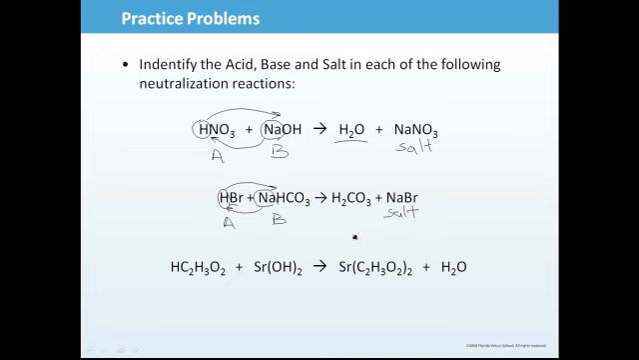All right? And then one more example. On the bottom here we have HC2H3O2 with Sr(OH)2. So again, we're comparing the reactants with the products. If we take the C2H3O2 and look for it on the product side, we see it is now combined with the Sr. So it had to give up the hydrogen to do that. So again, the hydrogen is leaving and the Sr is replacing it.